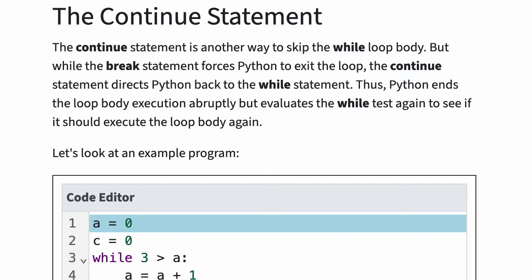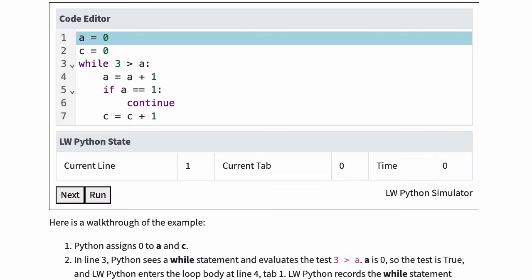The continue statement is another way to skip the while loop body. But while the break statement forces Python to exit the loop, the continue statement directs Python back to the while statement. Thus, Python ends the loop body execution abruptly, but evaluates the while test again to see if it should execute the loop body again. Let's walk through an example program.